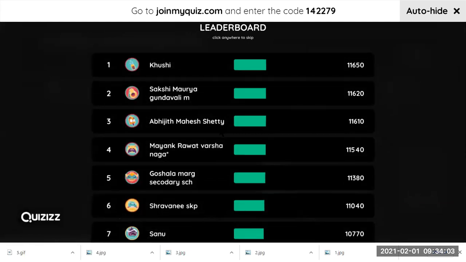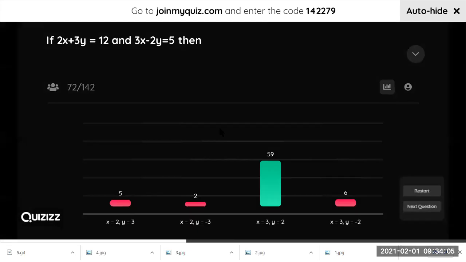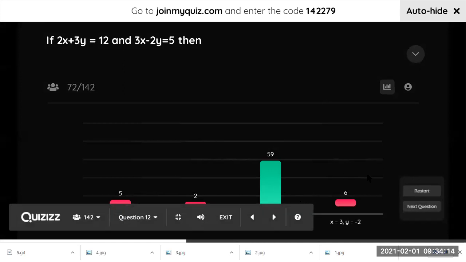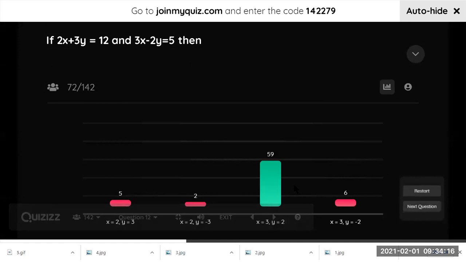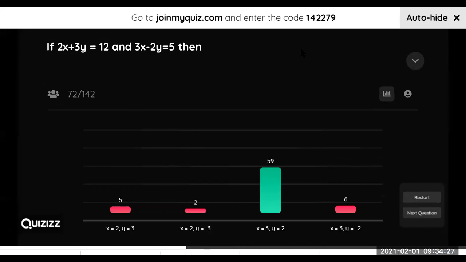Okay, great. Good score. Khushi is on top. Khushi, try to increase your speed because somebody may get more marks than you. So just try to increase your speed a bit. Here you can see 59 of you have got it right. Still few of you are getting confused or maybe some guesswork. Please don't do that.